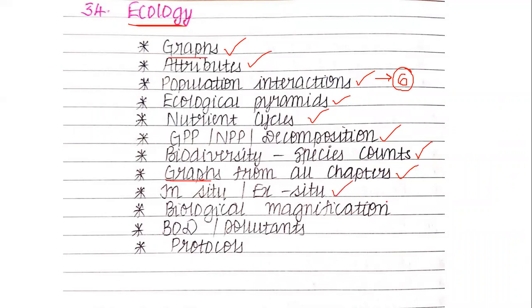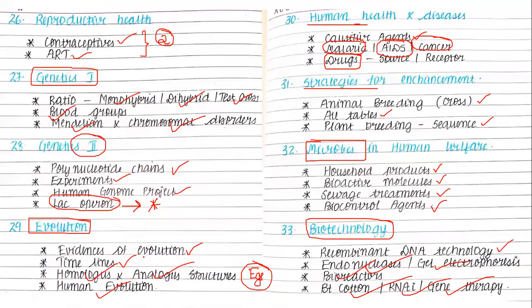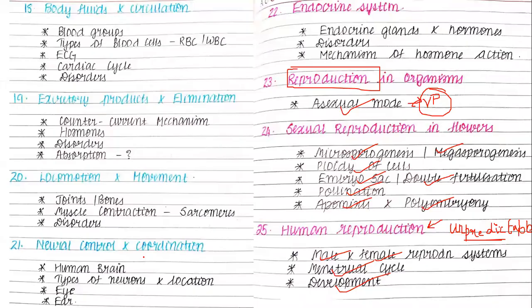In situ, ex situ: what are the examples of in situ and ex situ conservation? Important. Biological magnification, BOD and pollutants, and protocols like the Montreal Protocol and Kyoto Protocol, very important. So that's all about the different things which we have studied, right? We have studied a lot of things.